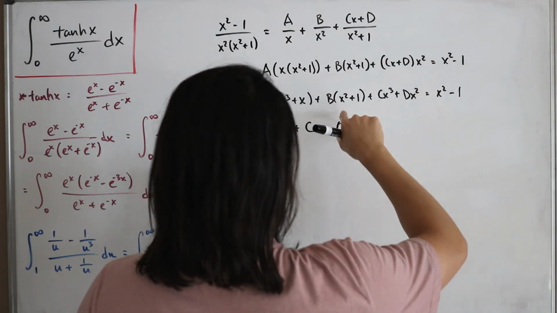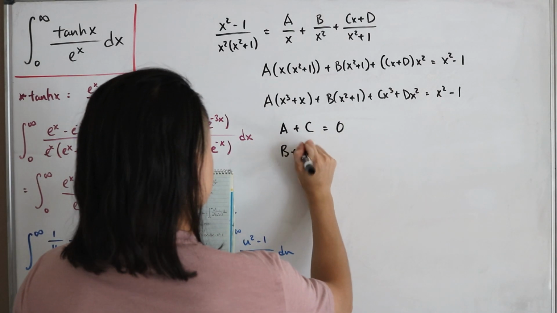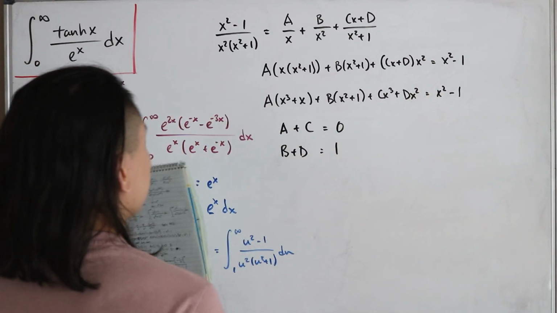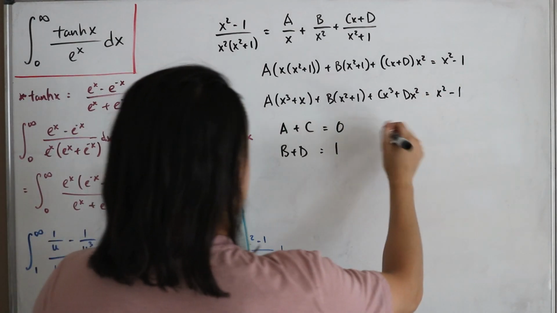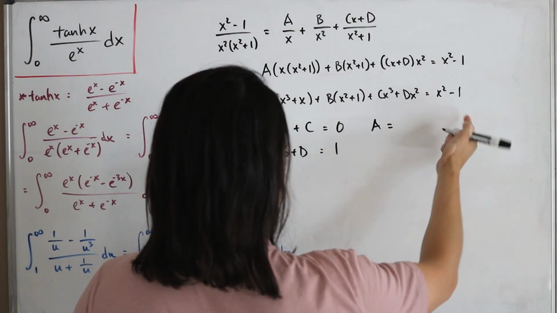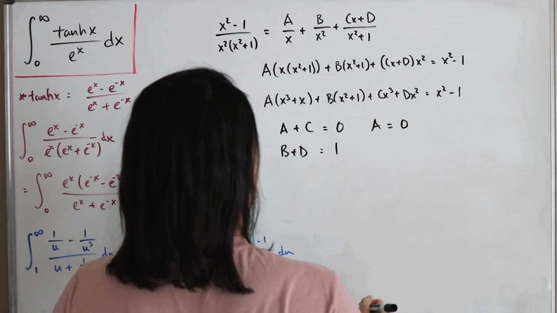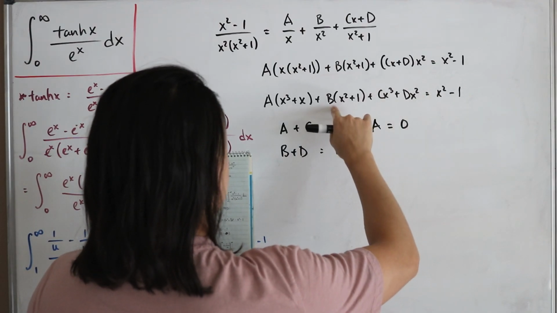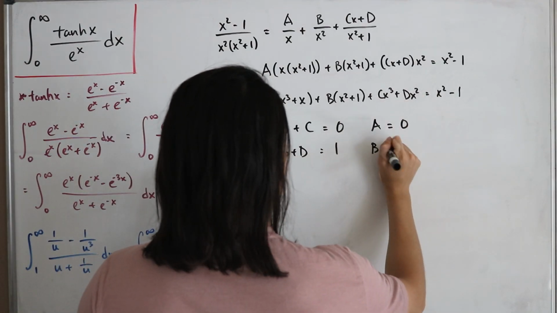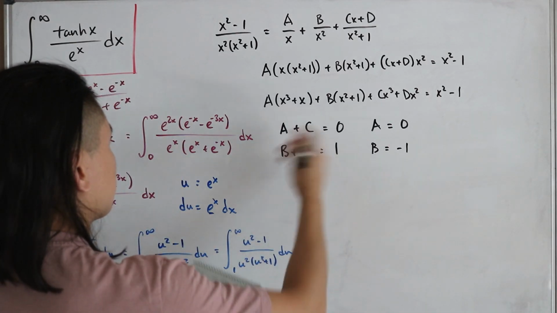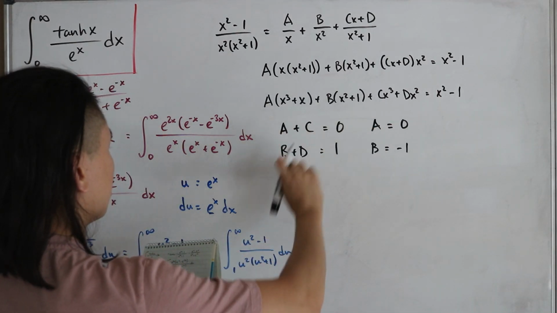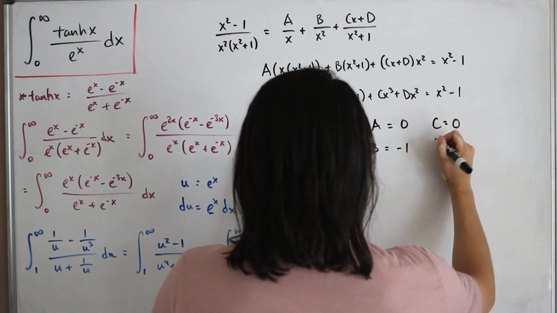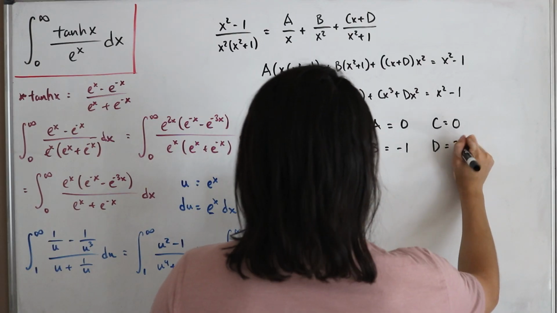For x squared, we have bx squared and dx squared, so b plus d. We have 1x squared on the other side, so we set that equal to positive 1. For the x terms, we have ax, so a is equal to 0, since there's no x coefficient on the right. The last thing is the constant itself, so b is equal to negative 1. Now we plug the constants we solved for into the other equations to solve for c and d, and we see that c is equal to 0 and d is equal to positive 2.